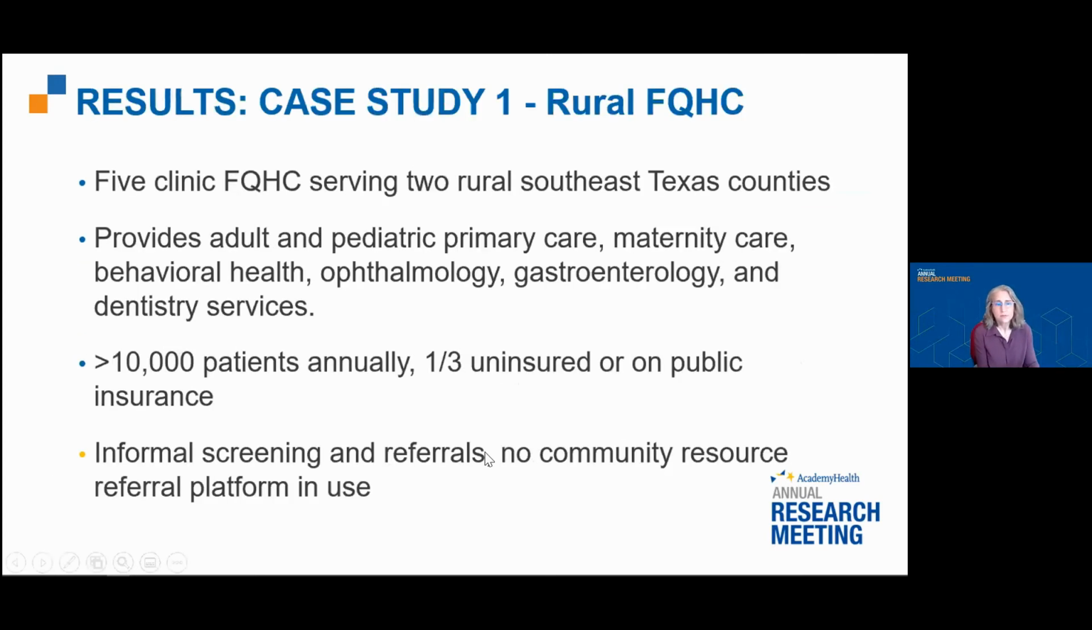So the first case study I'm going to share with you is of a rural FQHC, 5 clinics in 2 counties in Southeast Texas. So this organization works to connect its patients with needed social services in much the same way it has since its inception. Social needs are identified through routine care interactions. They don't have a standardized screening tool, and referrals are given to the patient directly. Patients are encouraged to follow up with the referral themselves.